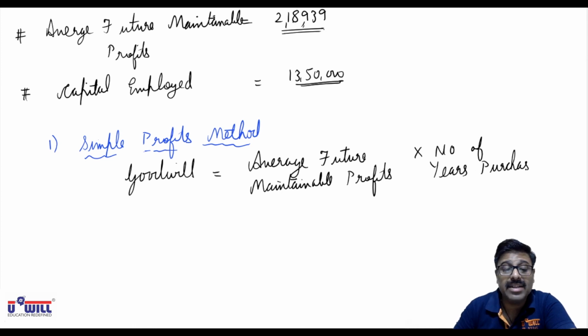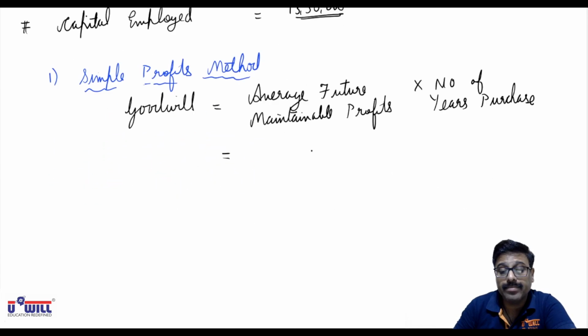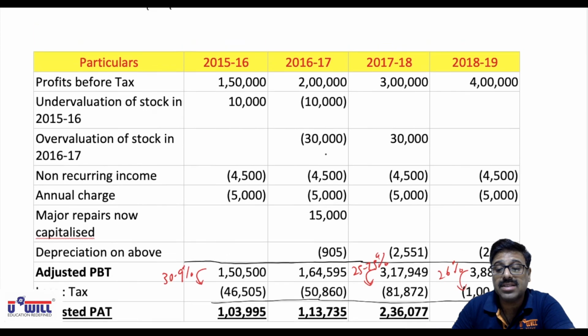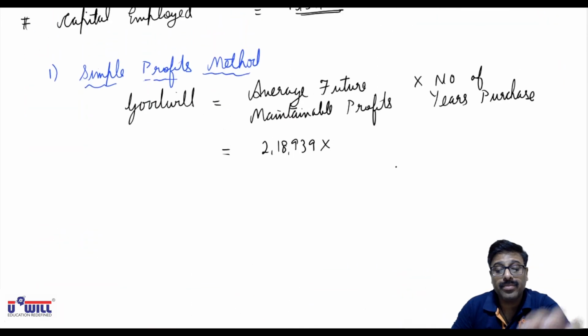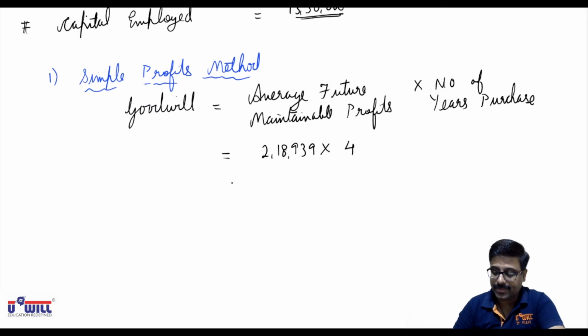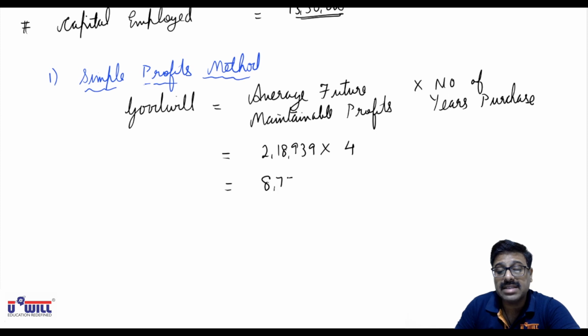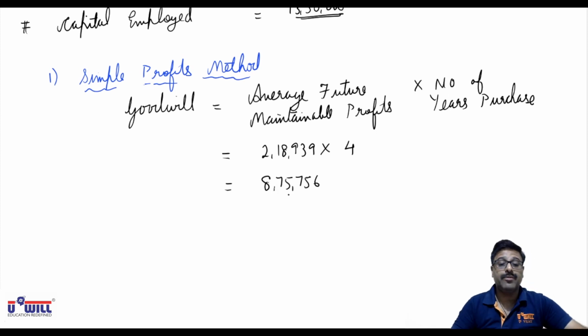That is equal to average future maintainable profits, which we have obtained as 218,939, multiplied by 4, since in the first question the number of years purchase is given as 4 years purchase. 218,939 multiplied by 4 is 875,756. So 875,756 is the value of goodwill by the simple profits method.